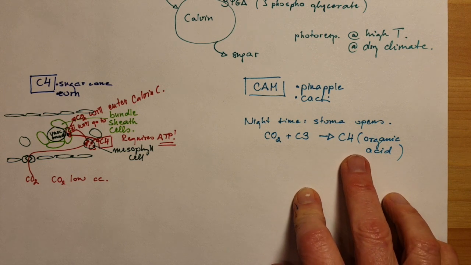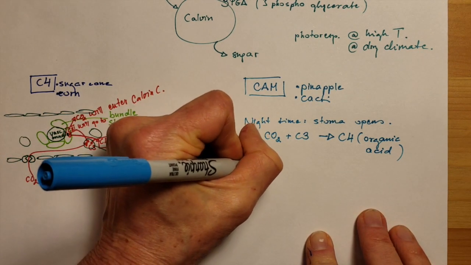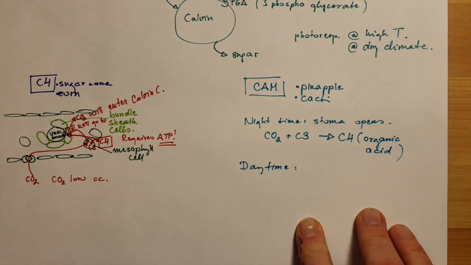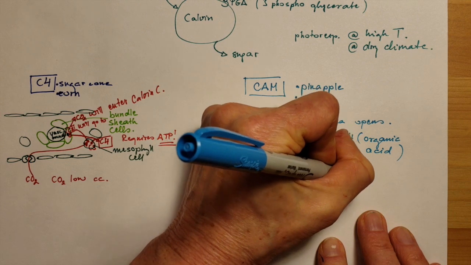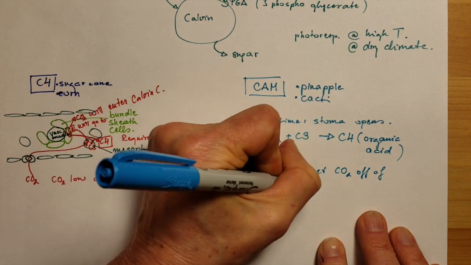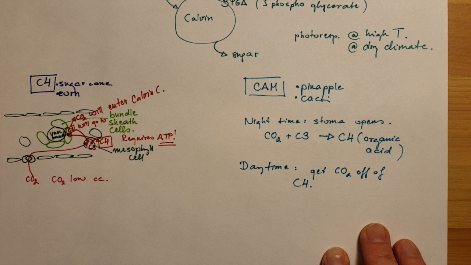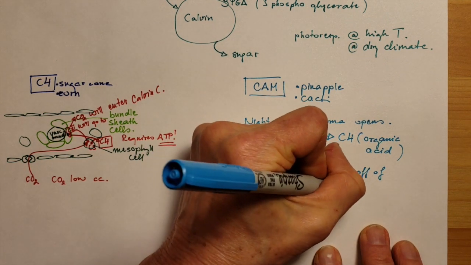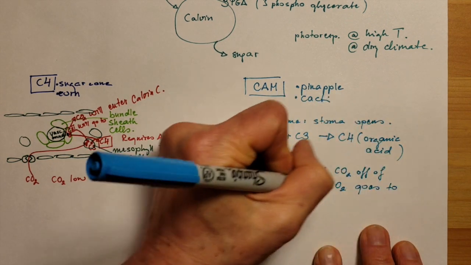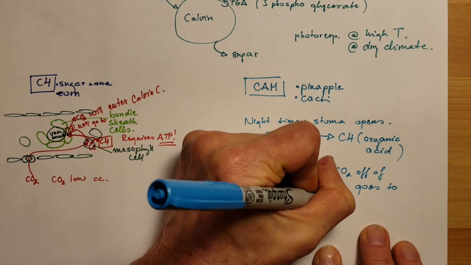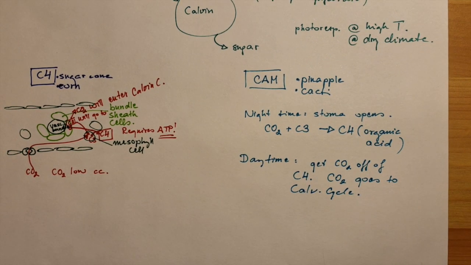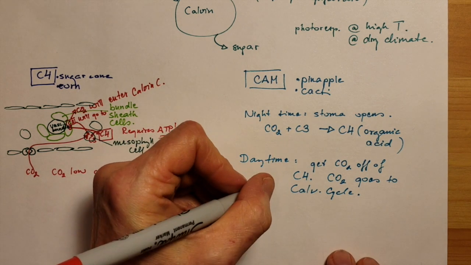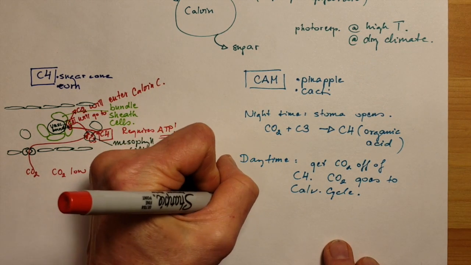On the other hand, at daytime, when they can close their stoma, they get the carbon dioxide off of the carbon 4 compound, the organic acid, and the carbon dioxide can go into the Calvin cycle. So what they do is this process separates the fixing and the using in time, so nighttime and daytime.